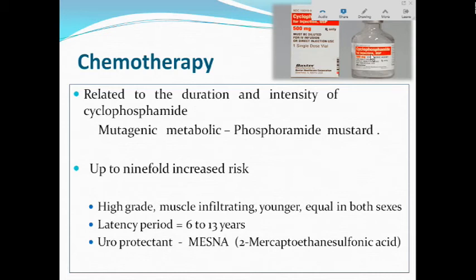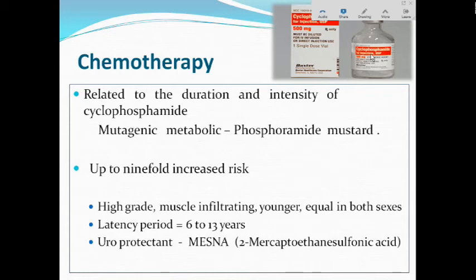So, the bladder cancer which is developing is of higher grade. It infiltrates muscle. It can happen in a younger individual. And the latency period after chemotherapy with cyclophosphamide is 6 to 13 years. There will be latency for developing CA bladder. So the patient might have received cyclophosphamide 10-12 years back, but still he can develop carcinoma bladder because of the after effects of the cyclophosphamide.